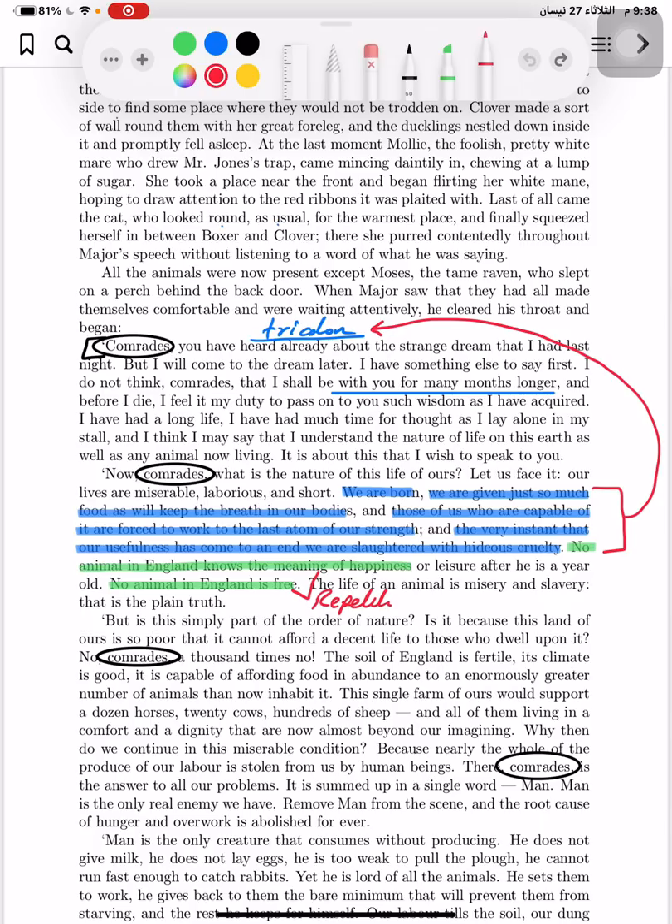This paragraph closes with a concluding sentence, which is, the life of an animal is misery and slavery. That is the plain truth. This is also a direct revelation about the suffering of animals.